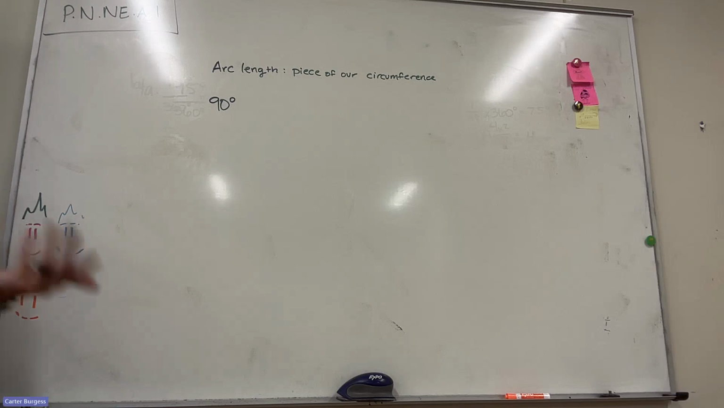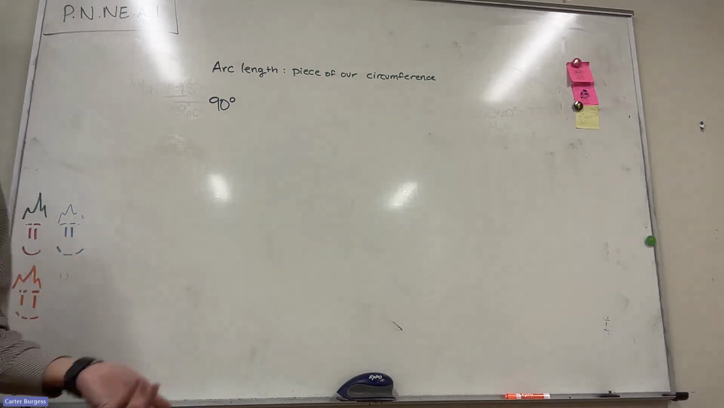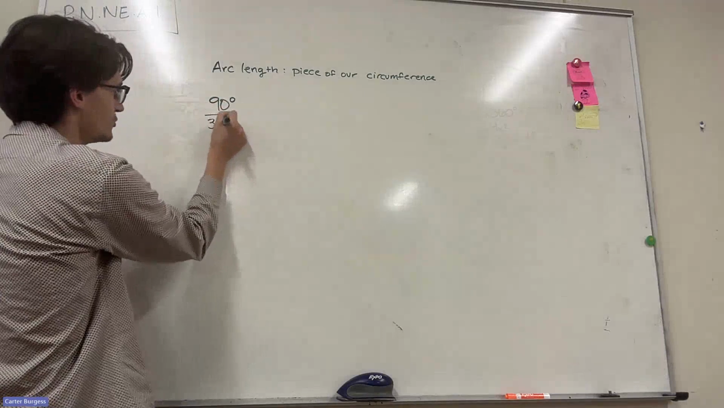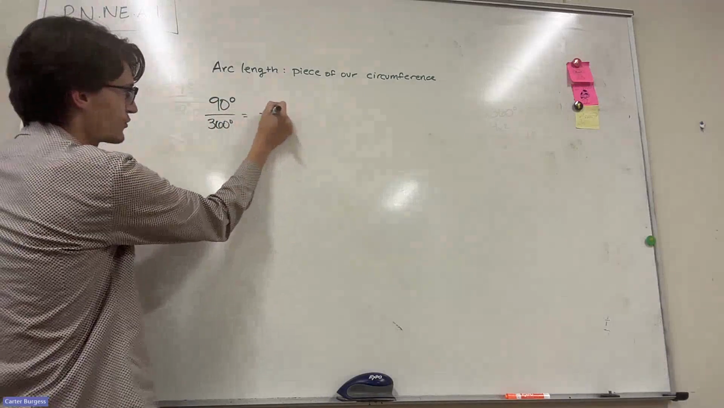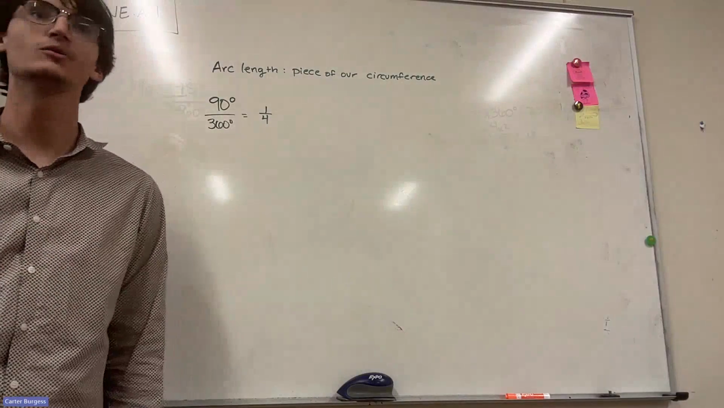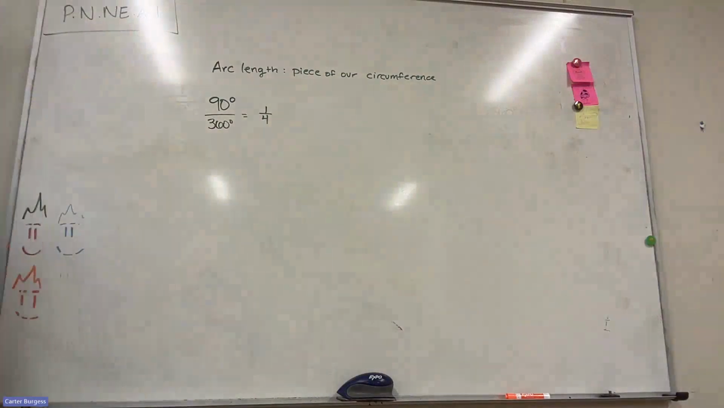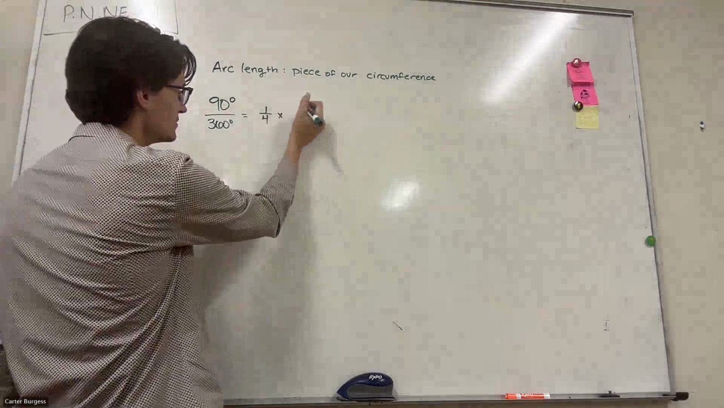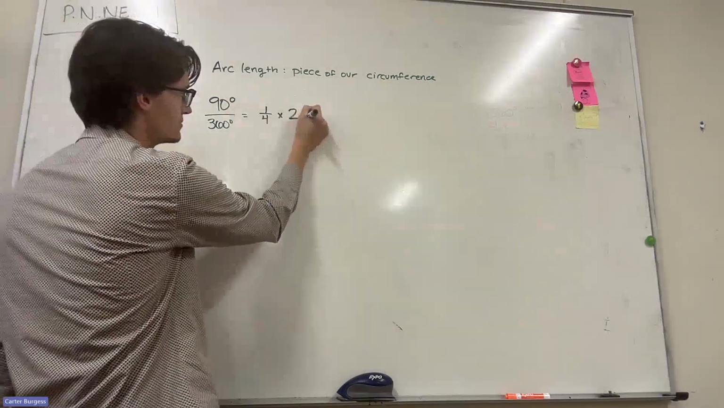Yeah, so find out how much of our circle 90 degrees represents. Dividing by 360, 90 degrees is equivalent to 1/4 of our full circle. And then what would I do with this 1/4? How would I figure out the arc length? Well, if I traveled 1/4 of the way around my circle, then I have traveled 1/4 of the way around my circumference. What is the circumference of a circle? 2 pi r.